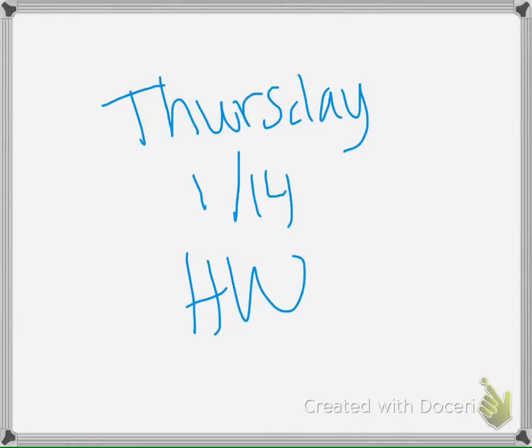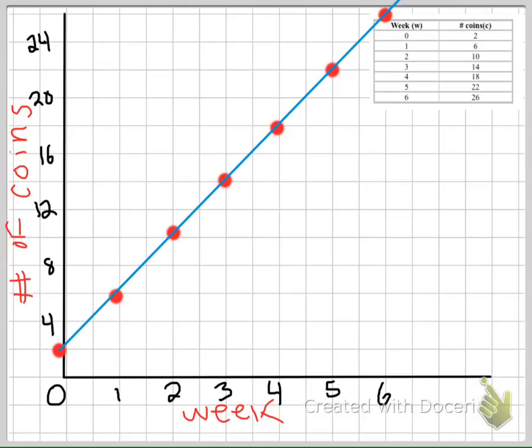This is homework for Thursday, January 14th. You should have already completed the homework sheet for tonight, and here you are just correcting it or adding to your answers. So number one asks you to graph our situation with a number of weeks and coins.